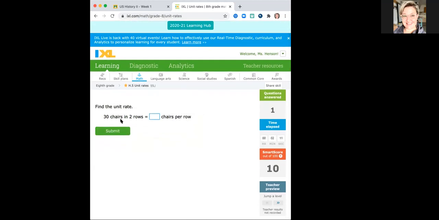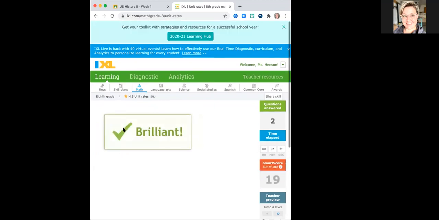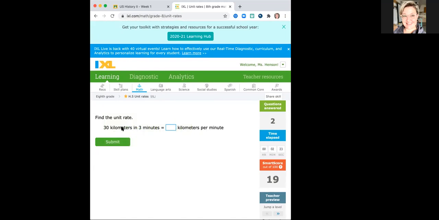If there are 30 chairs in 2 rows, and assuming they're both equal, how many chairs per row? Well, 30 divided by 2 is 15. Same here. Find the unit rate. If you're going 30 kilometers in 30 minutes, how many kilometers are you going per minute? So we take 30 and divide it by 3, and we know that we're going 10 kilometers per minute.